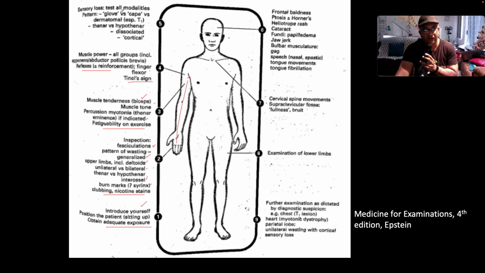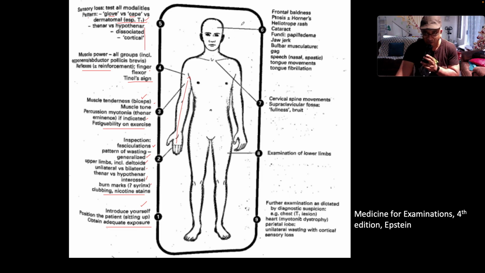Tinel sign, as we know, speaks to carpal tunnel syndrome. Then test for sensory loss. Test all modalities: vibration, proprioception, light touch, as well as sensation to pain. And establish a pattern. Is this glove distribution, speaking to peripheral neuropathy, or is it cape-like, speaking to something in the cervical cord like a syrinx, versus dermatomal type, which speaks to a specific spinal cord level affectation, especially T1 nerve root? Is it thenar or hypothenar? Is it dissociated or so-called cortical?